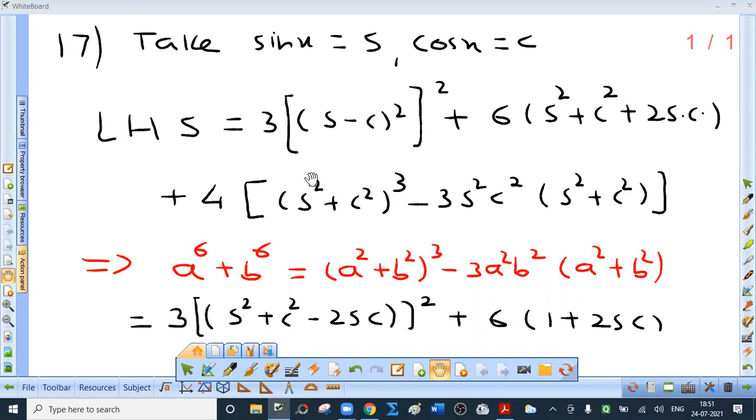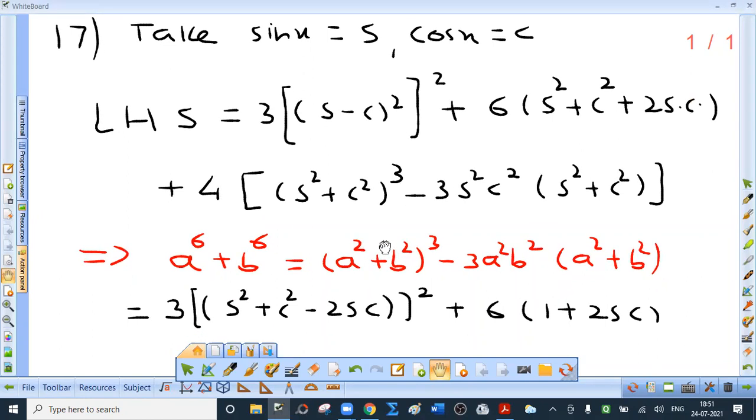See, sine raised to 6 plus cos raised to 6 is there. Okay. Now what is a raised to 6 plus b raised to 6? It is a square plus b square cube minus 3a square b square into a square plus b square. What is the advantage? We can use the fact that sine square plus cos square is 1. So this is 3 into, what is sine minus cos square? Sine square plus cos square minus 2 sine cos. Okay. Plus 6 into, see, for sine square plus cos square, I have written 1. I have kept 2 sine cos as it is.